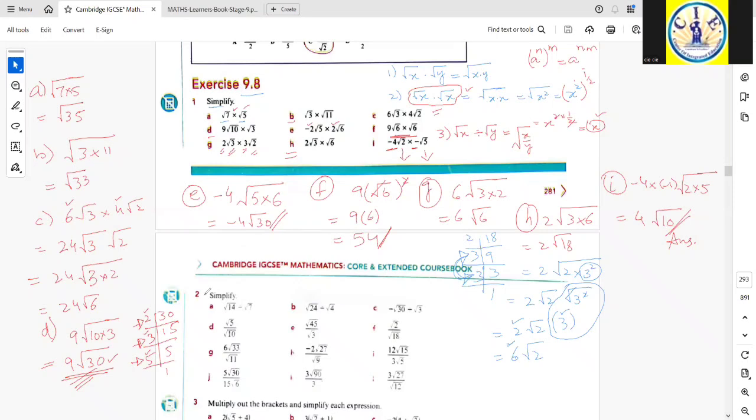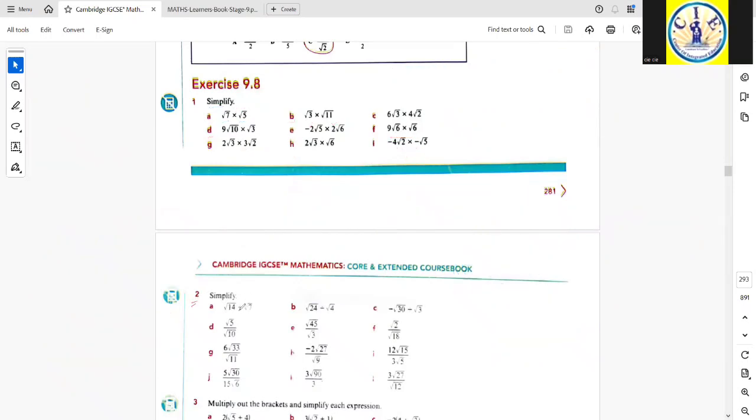Now it's question number 2. Simplify. When we need to simplify them, for part A, we can have 14 divided by 7 written under a single radical sign. Now, first of all, we would be doing the simplification as much as possible. So this gives us 7 ones are 7, 7 twos are 14. So giving the answer radical 2.